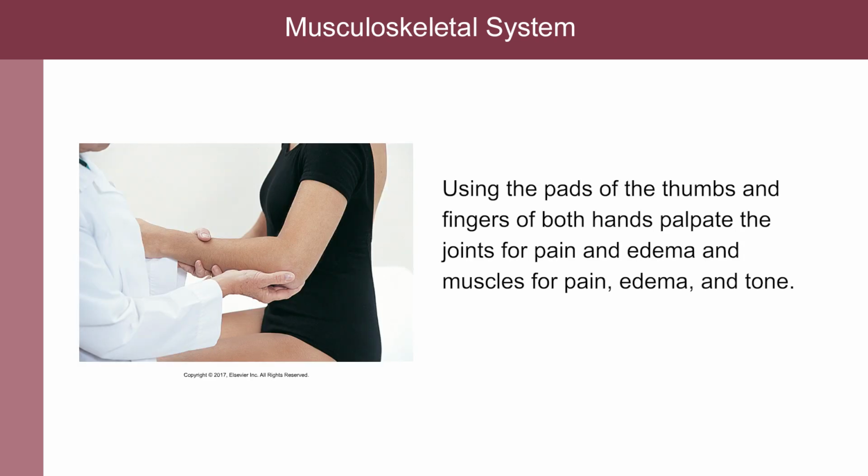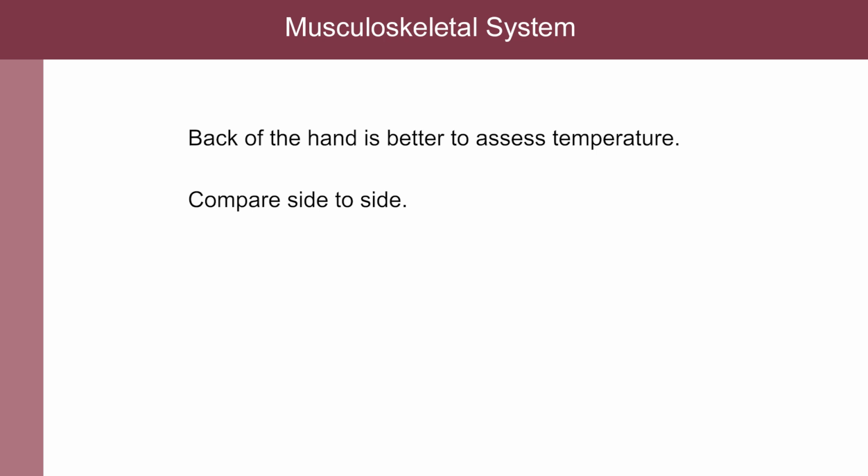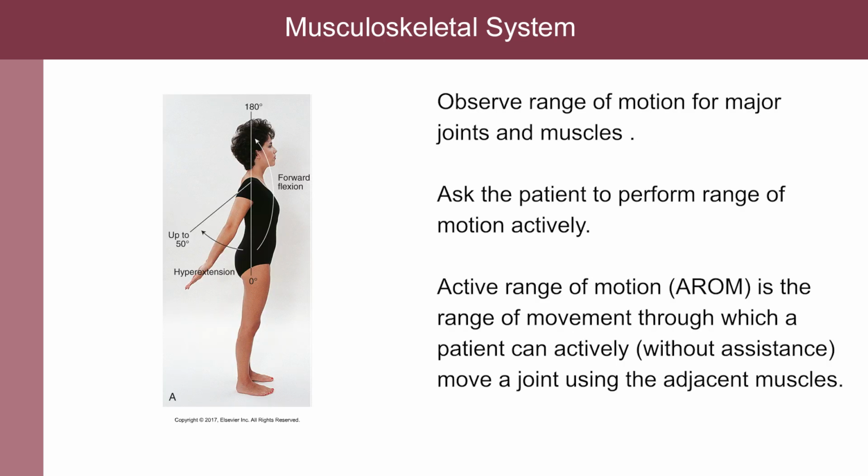Using the pads of the thumbs and fingers of both hands, you will palpate the joints for pain and edema and muscles for pain, edema, and tone. When you are assessing temperature, back of the hand is better. Compare side to side. Observe range of motion for major joints and muscles. Ask patient to perform range of motion actively.